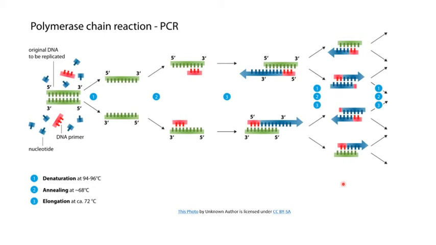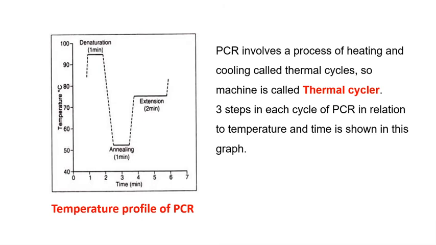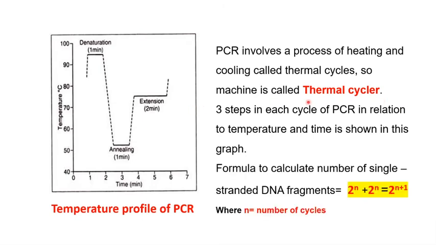The new fragments of DNA that are made during PCR also serve as templates to which DNA polymerase enzyme can attach and start making DNA. The result is a huge number of copies of a specific DNA segment produced in a relatively short period of time. PCR involves a process of heating and cooling called thermal cycling. So the machine is called a thermal cycler, which we have learnt earlier.